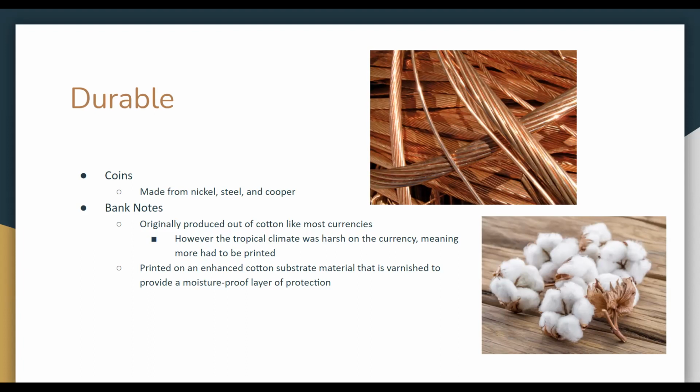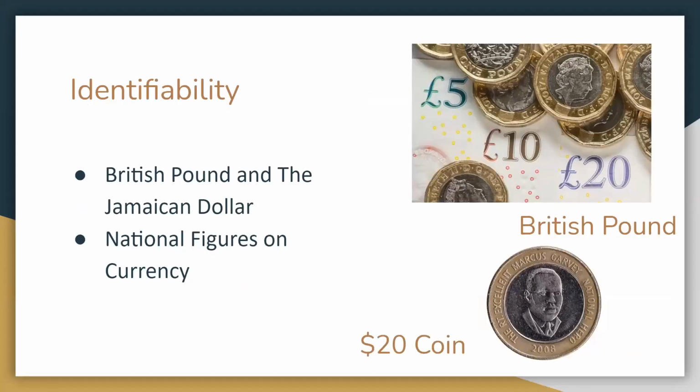Identifiability. It was important that they created a currency similar to the British pound so that citizens were able to be accustomed to it. They didn't want to create something that was too new, too novel. But then instead of, of course, sticking with Queen Elizabeth on there, they would put national figures onto their money. And the newest addition to their money would be the $20 coin, where they put civil rights leader and activist Marcus Garvey onto the $20 coin.